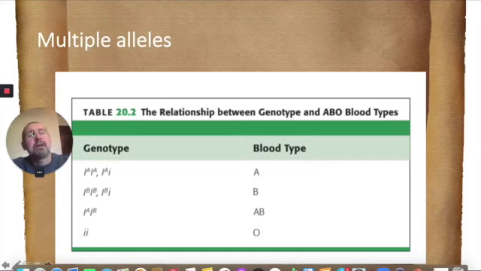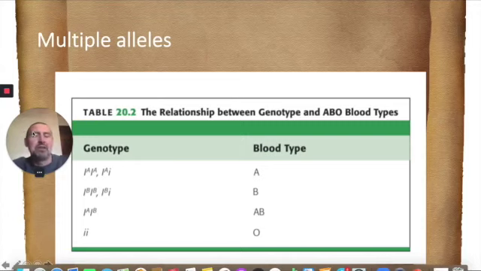Sometimes there can be more than just two options. Take, for example, blood types. With blood types, there's an A option, there's a B option, and then there is an O option. So now we've got three different possible phenotypes. Phenotypes are just the physical expression of the genes.